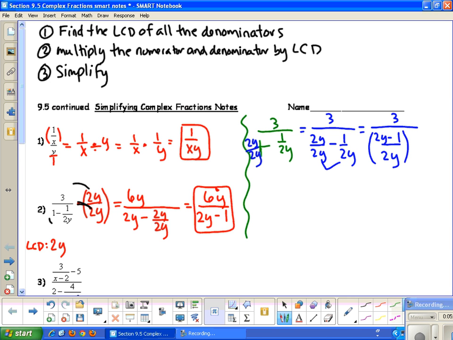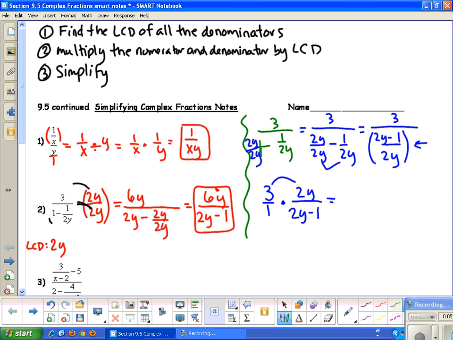So now I have a number divided by a fraction, so that means I'm going to have to flip that second fraction and multiply by the reciprocal. So I have 3 over 1, and then I'm going to flip this right here. So 2y over 2y minus 1.